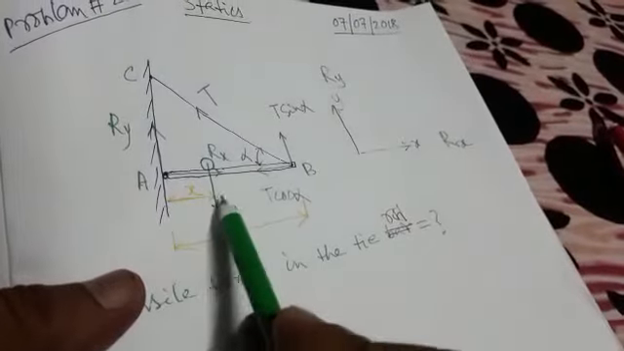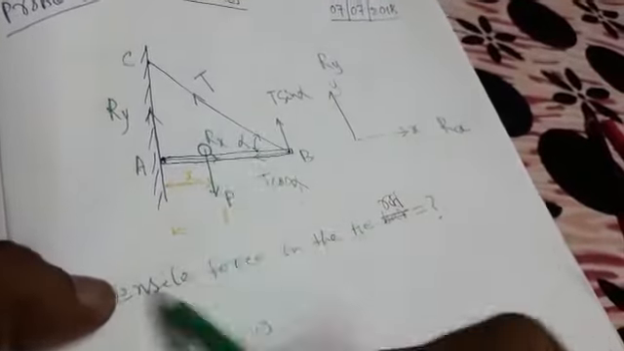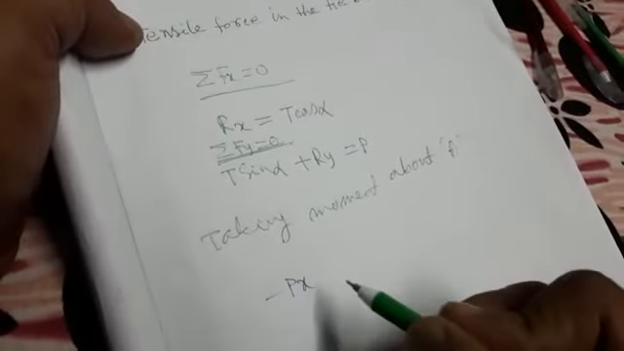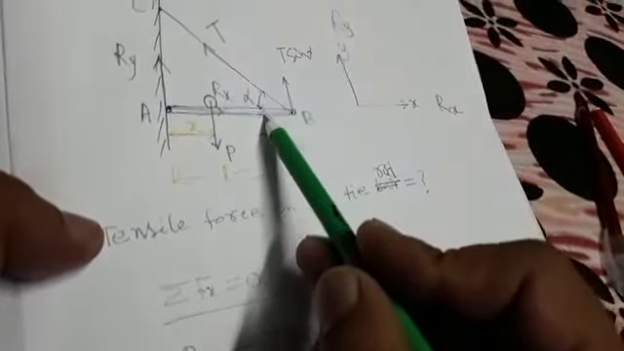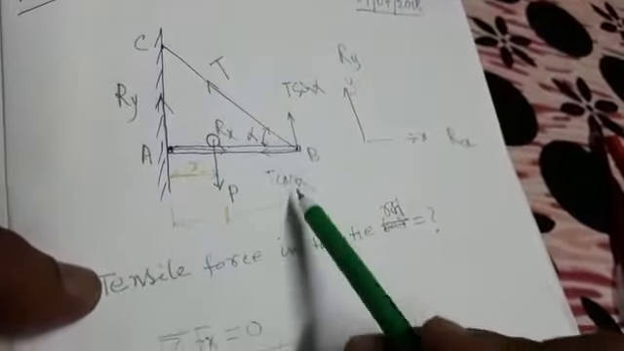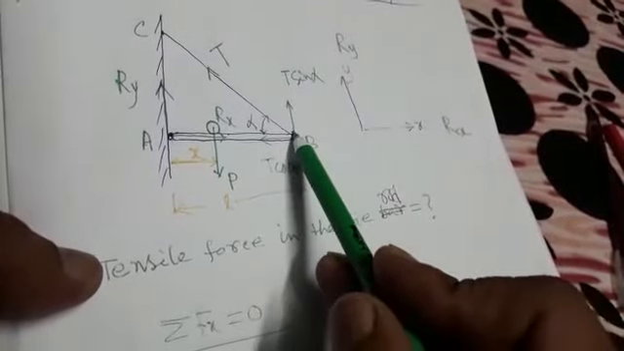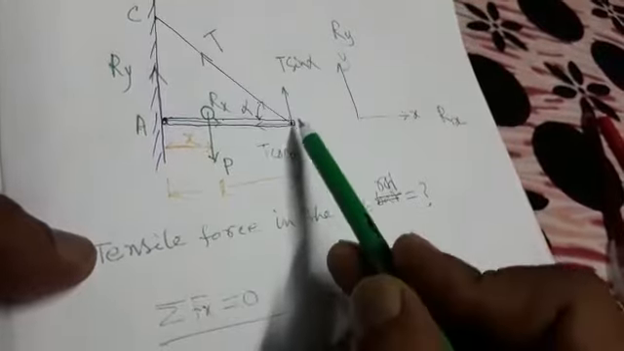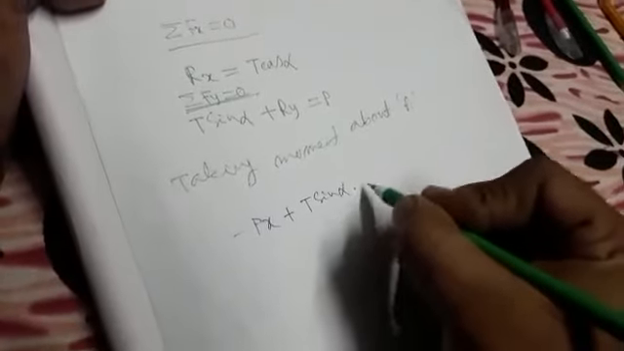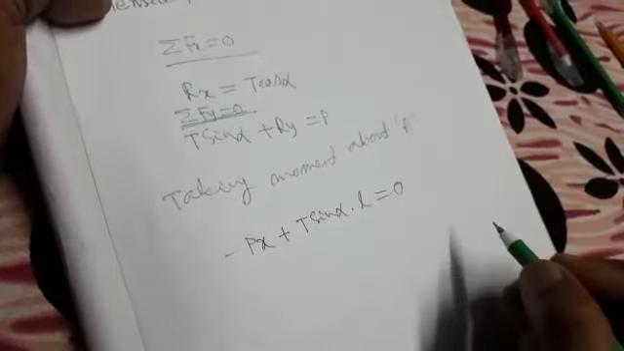For P, this is clockwise, so negative, minus Px. P is the force and x is the perpendicular distance. And T cos alpha will also pass through A, so there is no need for T cos alpha, but T sin alpha you can use. Here the distance is L and it is anti-clockwise, so with a positive sign you have to write T sin alpha multiplied by the distance L. This is equal to 0.